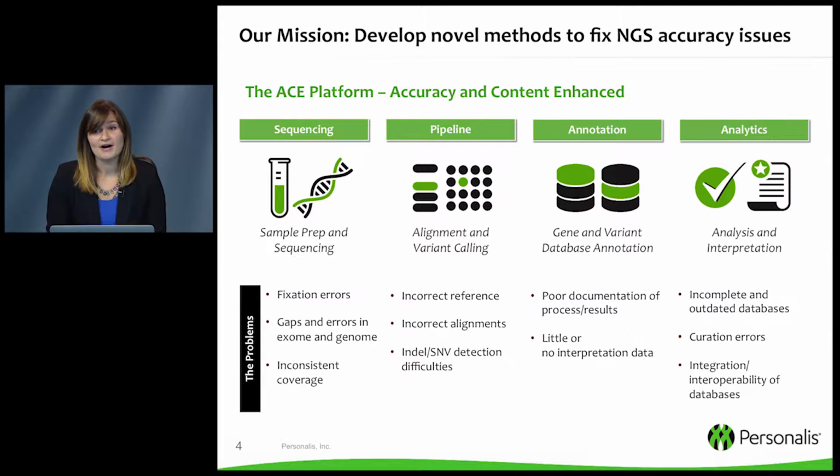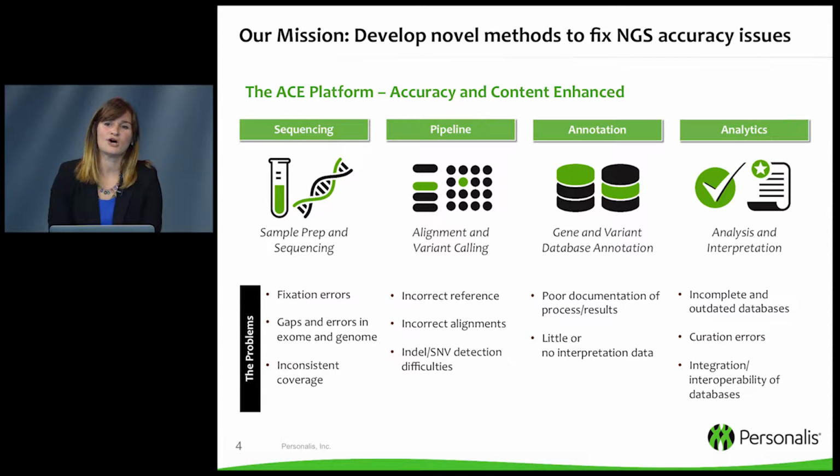Now, Personalis was founded really to address the major challenges in next-generation sequencing. Our mission is to develop novel methods to increase the accuracy at each step in NGS and interpretation. So some of the issues associated with sample prep and sequencing include handling of varying sample amounts and qualities, as well as suboptimal coverage. We've also spent considerable effort in optimizing our analytical pipelines to address some of the inconsistencies we found that are associated with the reference sequence, with imperfect alignment, and of course with somatic variant calling.